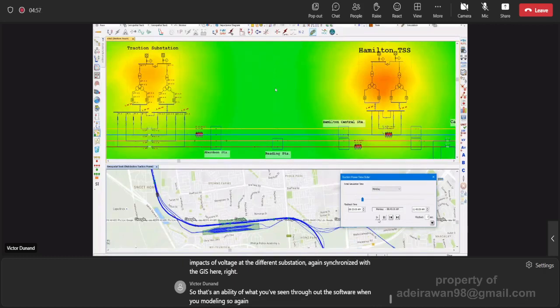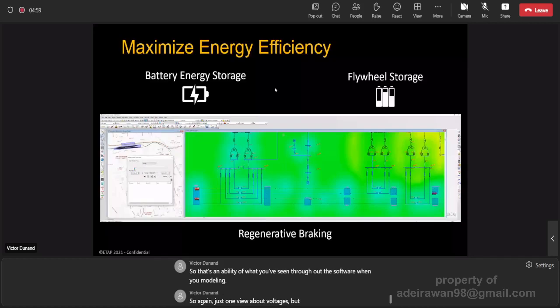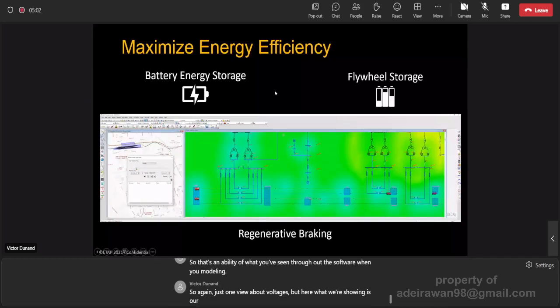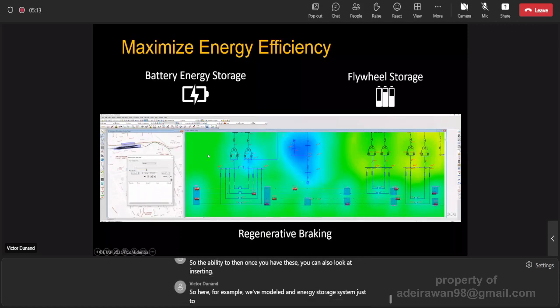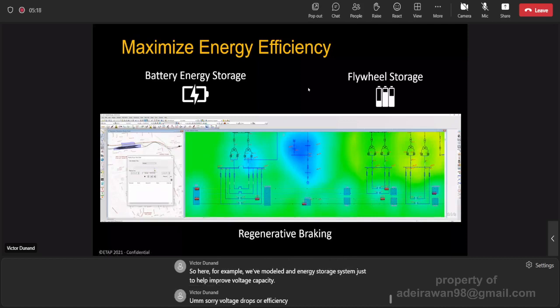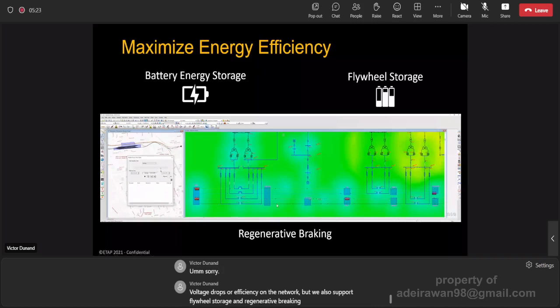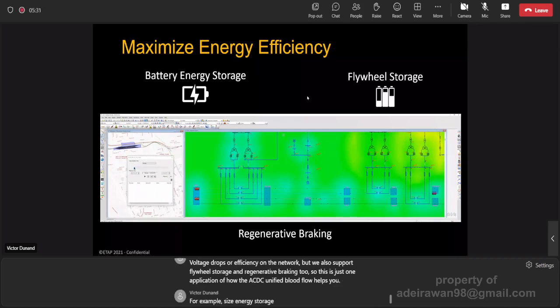So again, just one view about voltages, but here what we're showing is our features around energy efficiency. So once you have this, you can also look at inserting. Here, for example, we've modeled an energy storage system just to help improve voltage capacity, voltage drops or efficiency on the network. But we also support flywheel storage and regenerative braking too. So this is just one application of how the AC/DC unified load flow helps you, for example, size energy storage to help with energy efficiency on the network.